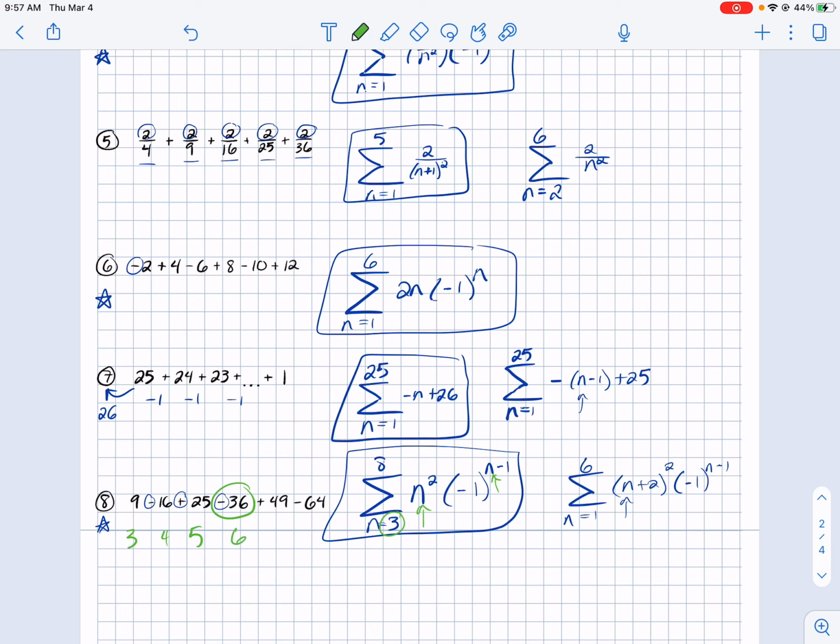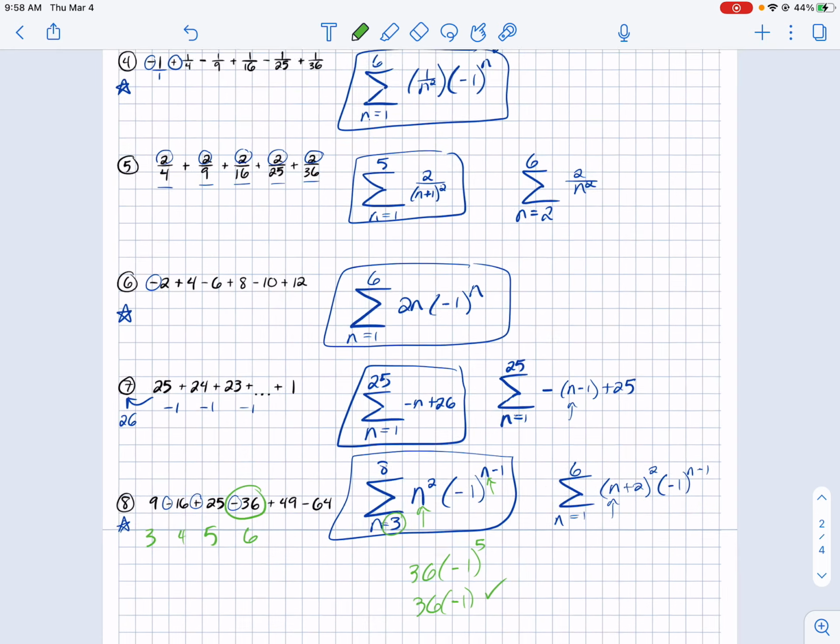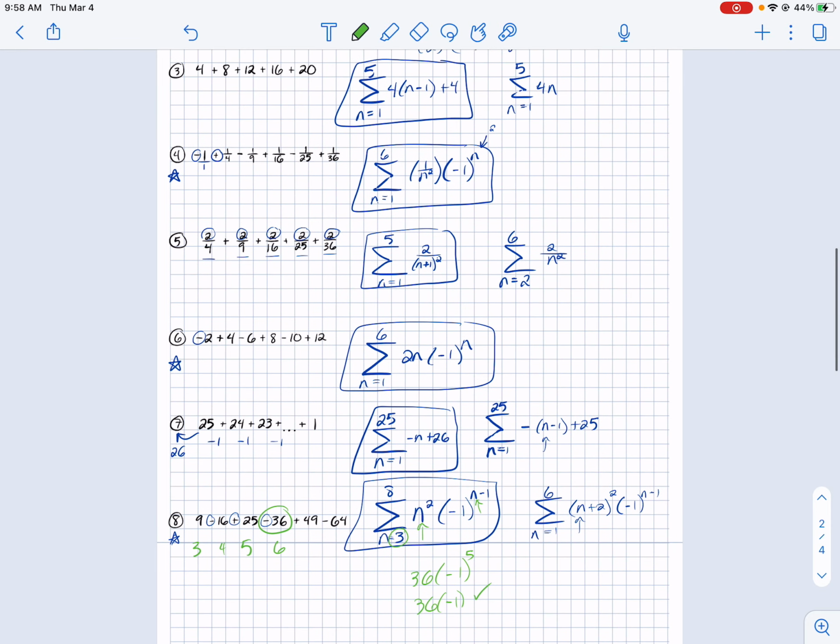So if you check with 6, you should get -36. 6 squared is 36 times -1 to the power of 6 minus 1, which is 5. So that's going to stay -1, and that checks out. Okay? So that's really the way you should check these rules.